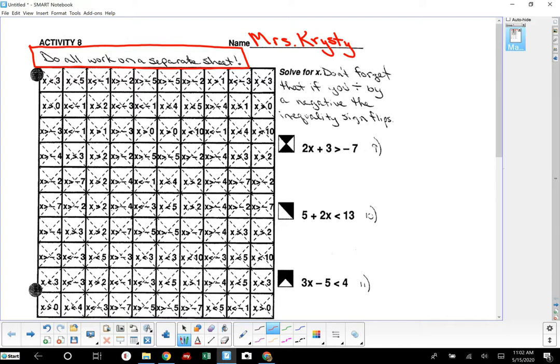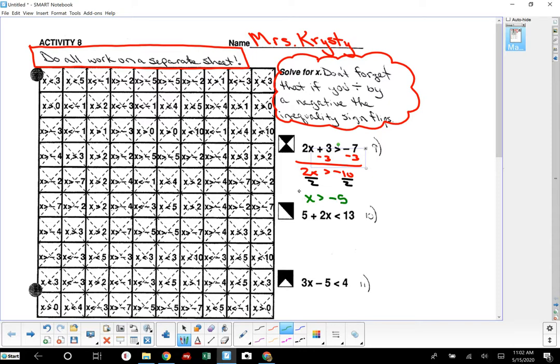So you're going to solve, oh, I wrote a little note up here for you too. Don't forget, if you divide an inequality by a negative, the inequality sign flips. So we're going to just solve this thing real fast. I'm going to subtract a 3. So I have 2x is less than negative 10. Divide by 2, divide by 2, divide by 2, and I'm going to get x is greater than negative 5.